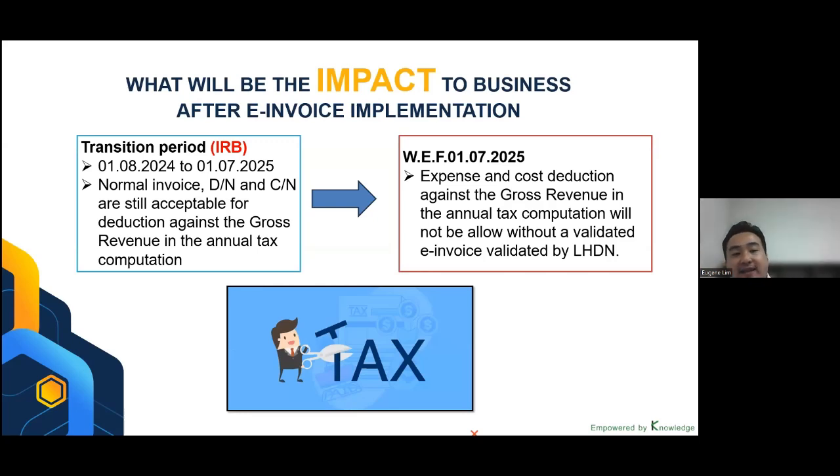So under the transition period, from 1st of August up to 1st of July 2025, normal invoices, debit notes and credit notes can still be accepted for the justification of the income and the expenses. But after 1st of July 2025, expenses are not allowed to be claimed if they still receive a normal invoice, unless you are preparing a self-billed e-invoice.